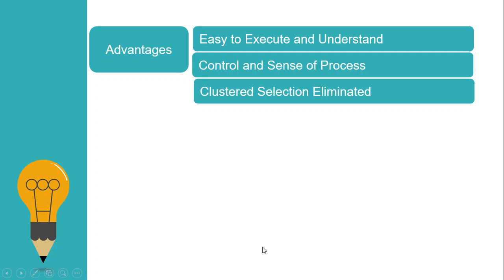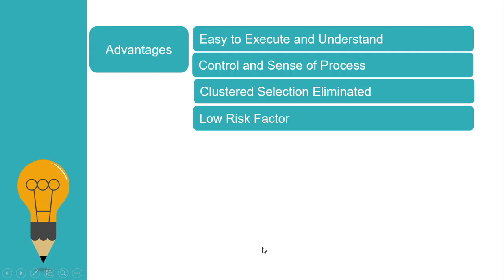Cluster selection, a phenomenon in which randomly chosen samples are uncommonly close together in a population, is eliminated in systematic sampling. Random sampling can only deal with this by increasing the number of samples or running more than one survey. This can be an expensive alternative. But now the last advantage of the systematic sample is low risk factor.